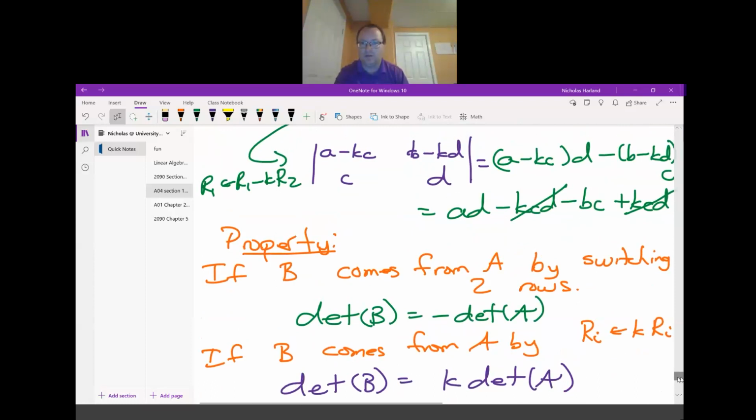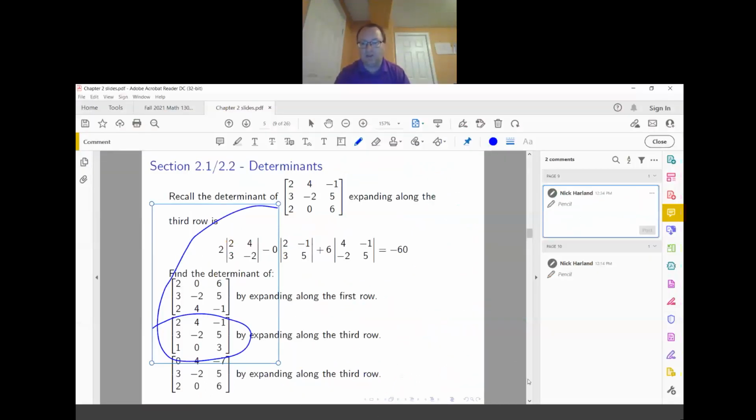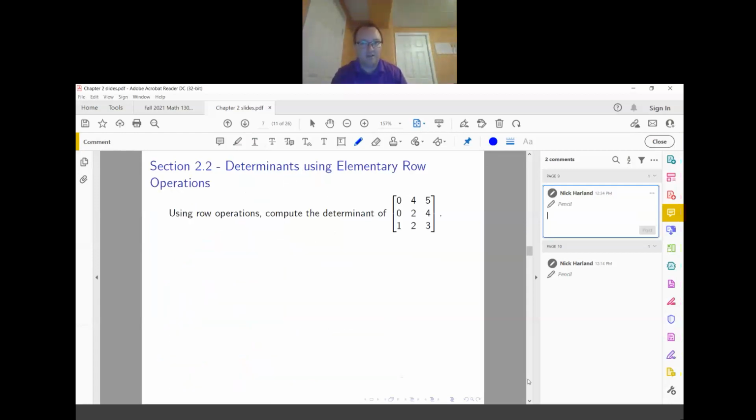I'm going to scroll up right here. All right, so we are technically a tiny bit ahead, but we're going to use row operations to try and find this determinant. The big idea is, let's say we had a 4x4 matrix that didn't have a lot of zeros, and we didn't want to use cofactor expansion. We can use row operations along with what they do to the determinant.